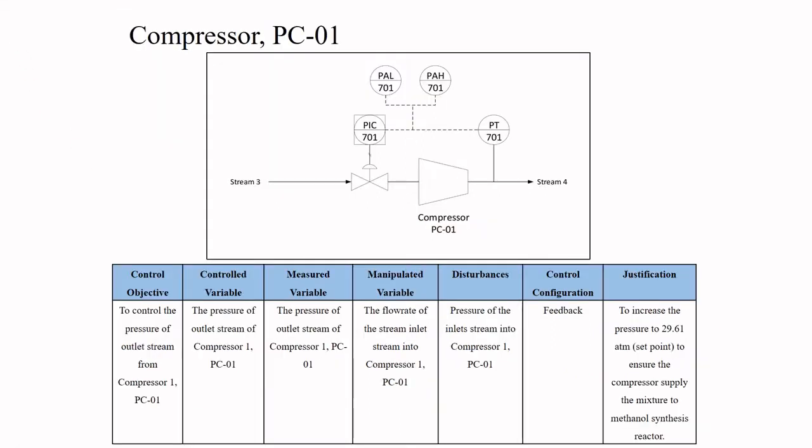The control system for a compressor is introduced to prevent the discharge pressure from exceeding an upper limit or being below the lower limit. A feedback controller is sufficient in controlling the pressure because the pressure of the outlet stream from a compressor is measured, and according to that, the flow rate of the stream is manipulated to get the desired set point, which is 29.61 atm.